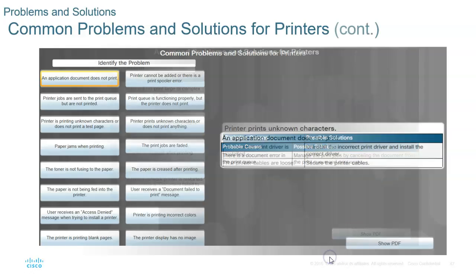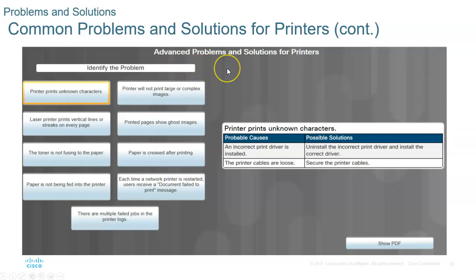And I think there's one more. Some advanced problems and solutions. So printer prints unknown characters. This happens to people a lot. It could be a problem with the print driver. Maybe you need to install a new print driver, or it could be that there's some cables that are loose. Again, you can click on this Show to PDF, and it will show you each one of these problems and what the possible solutions are.